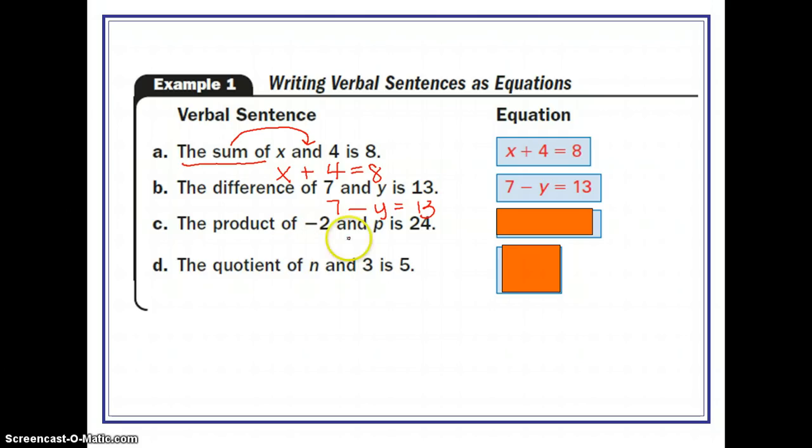The product of means multiplication. Find the and put your multiplication. Bring down negative 2. Bring down p equals 24. Negative 2 times p equals 24. The quotient of is dividing. So here's going to be our division sign, which is a fraction bar. Bring down n, bring down 3. That equals 5. And again, that would mean that the n is in the numerator, 3 is in the denominator.